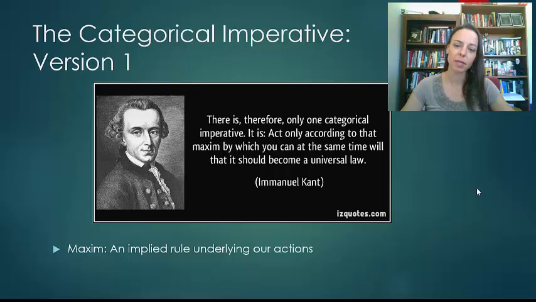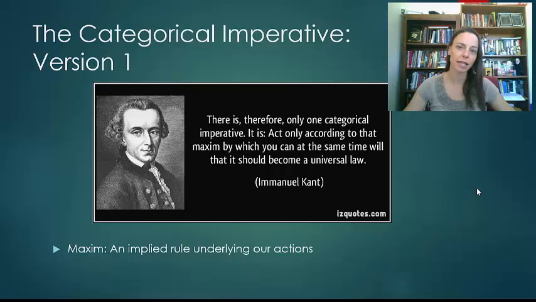So a maxim is an implied rule that underlies all our actions. So the idea here is that every time we decide to do something, we are creating a little rule for ourselves when we make that decision. So we don't necessarily have to consciously articulate that rule. We don't have to say to ourselves, here's my rule that I'm operating under. But even so, even if it's unspoken, we are all operating under certain maxims, and we're creating maxims for ourselves all the time when we act.